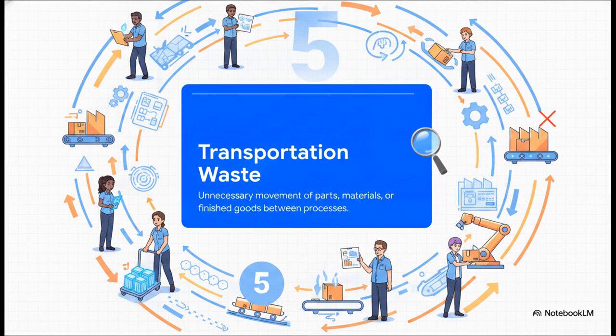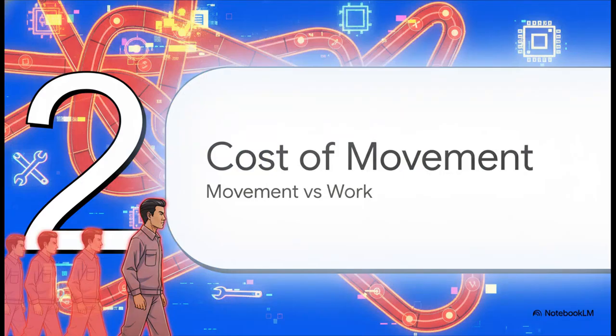And the reason this specific waste is so often tolerated or just completely ignored by management is that moving things feels absolutely necessary. We just kind of accept it as an inevitable overhead of doing business, rather than seeing it for what it is, a highly solvable defect in our layout. Moving on to Section 2, the true cost of movement. Now let's explore why this invisible waste is so incredibly damaging to productivity.